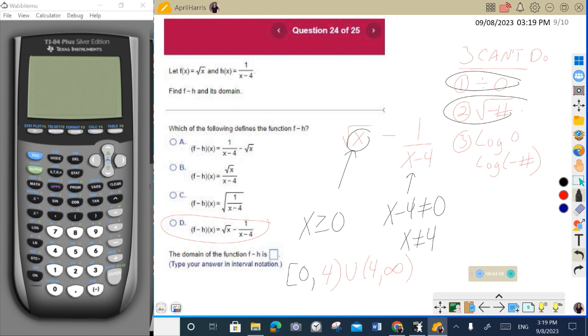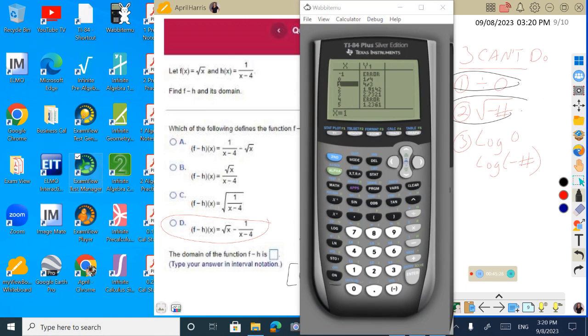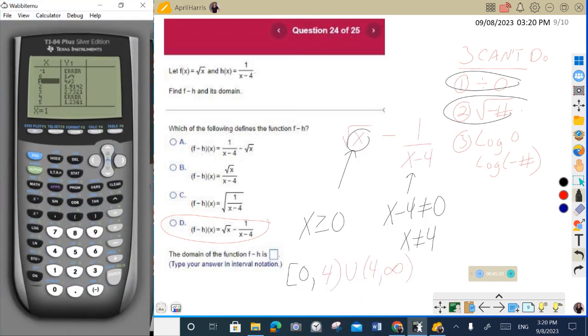Now, I think I can graph this. Let me do it real quick. So I graphed that. I typed it in just like I saw it. Square root of x minus the fraction 1 over x minus 4. There's a vertical asymptote at 4. That's when you had to divide by 0. And the graph starts at 0. If you needed to look at the x values, you could always go to the table set, start at 0. And if you go to negative numbers, you have an error because you can't have a negative x because then you have square root of a negative. And if you get to 4, there's an error.